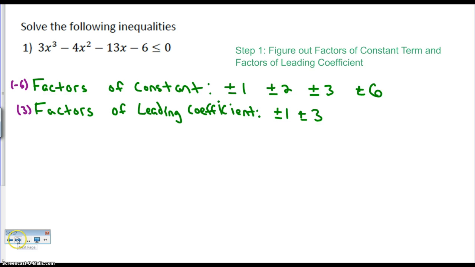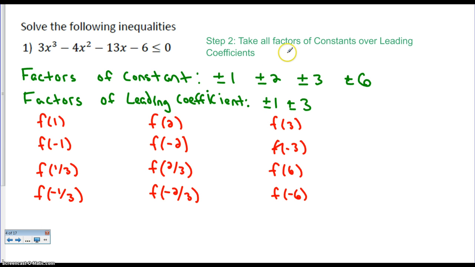The second step is to take all the factors of the constant over the leading coefficient, because we're setting up to plug these into this inequality. So I take 1 over 1, 1 over 3, 2 over 1, 2 over 3, 3 over 1. I don't have to take 3 over 3 because that's already 1. And then 6 over 1, and I don't have to do 6 over 3 because that's 2. So I have all these possibilities. My hope is that I don't have to plug all these in to find one zero.